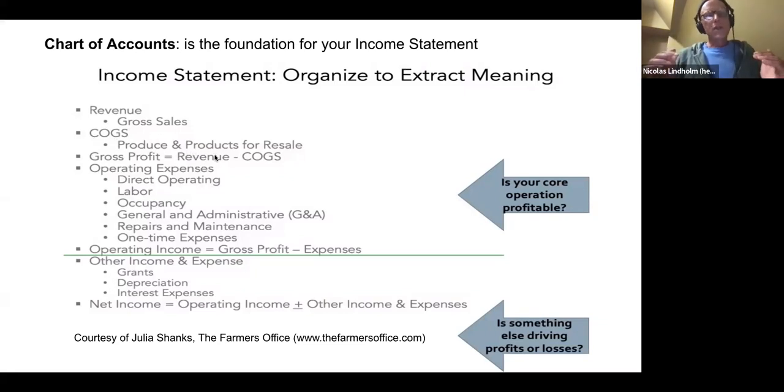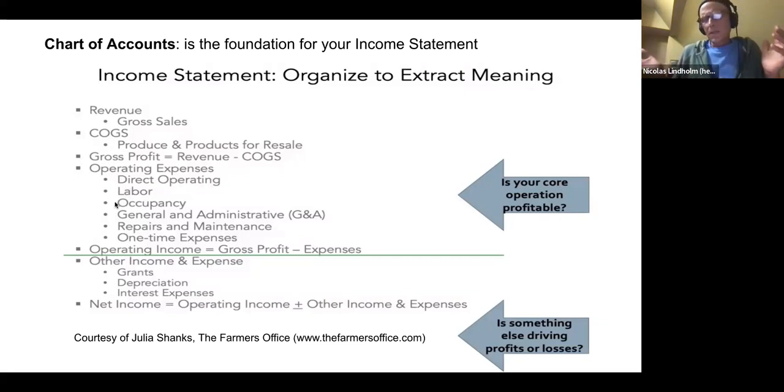That brings you to one number. Then you start with your expenses. And I like having these big major categories or parent sections to an expense sheet on your chart of accounts. Most of the variable costs that go into producing your farm goods would be under direct operating, but then you want to have the labor separate from that.